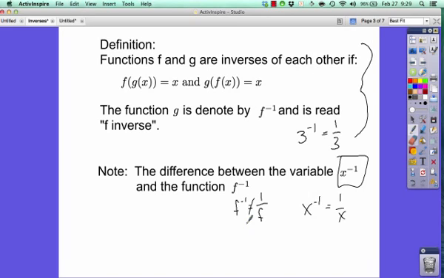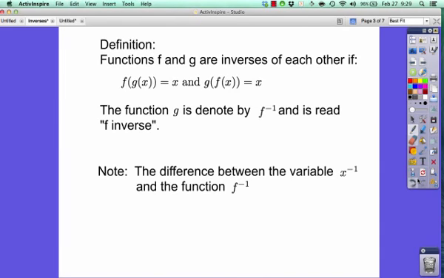It's what we call borrowed notation, right? We borrow the idea of this negative 1 power from this idea. Typically speaking, we think of it that way. But it does not. It has nothing to do with an exponent at all. So just keep that in the back of your mind, that when you see a function raised to a power, it means something different.